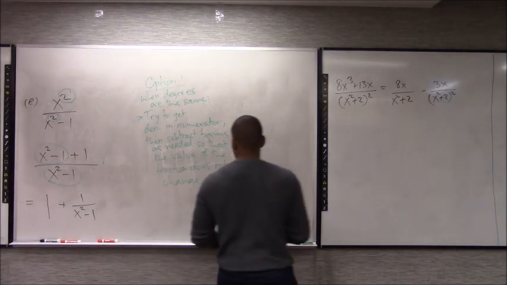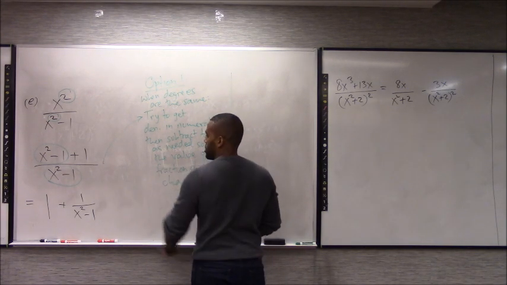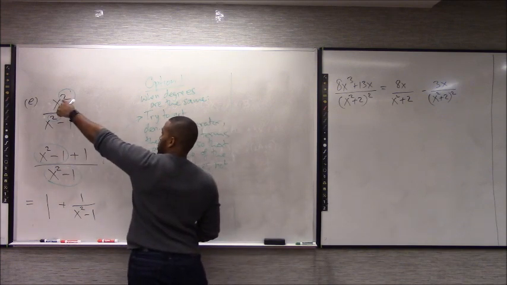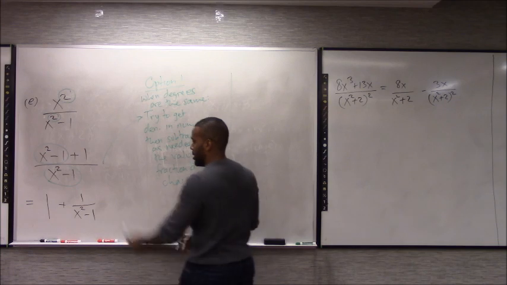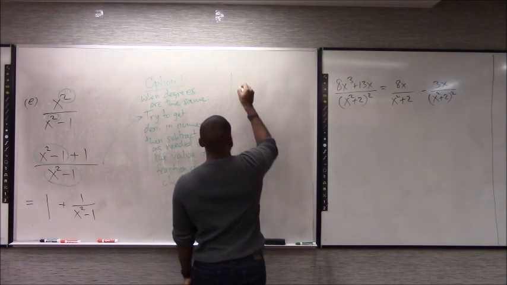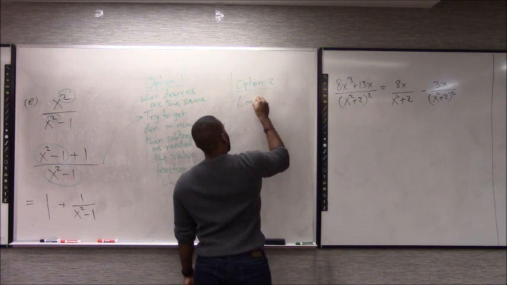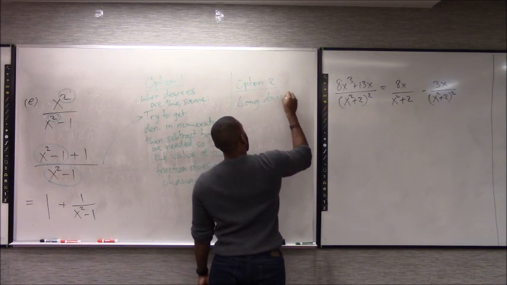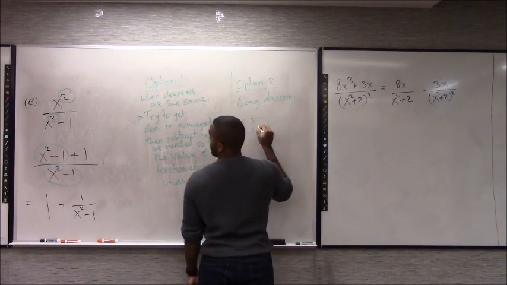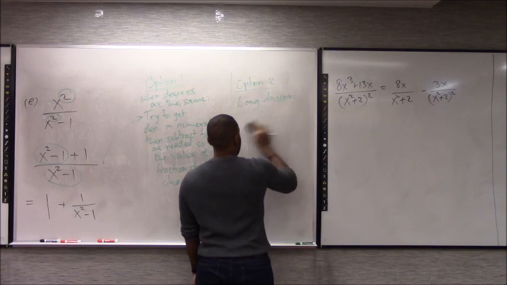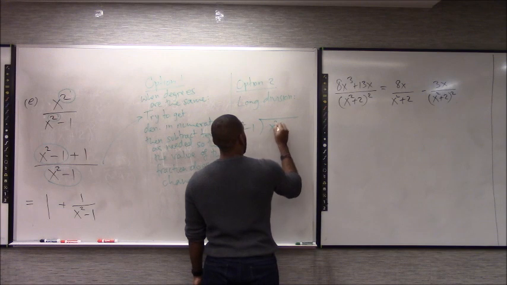And as you may be aware, especially in situations where the highest power is larger than the power on the bottom, or you just can't see what to add or subtract to make this kind of thing happen, you do have option 2, which is to do long division. And so basically that would look like x squared minus 1. We're dividing that into x squared.